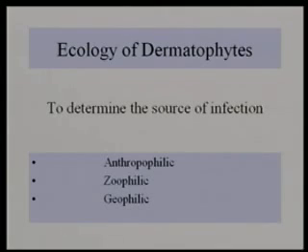Anthropophilic is anthro, meaning man, goes from man to man. Now, it's rare, but the way it goes from man to man is very frequently an old grandmother in the house has the infection, she's taking care of the child, and grandma passes it on.